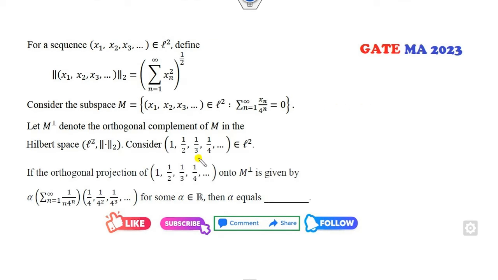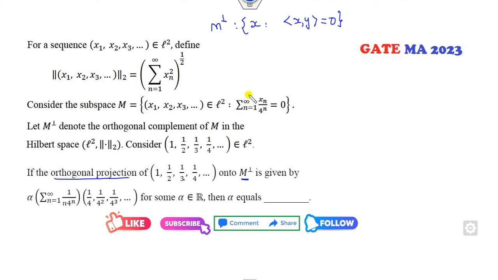Look at this, it is a recent year question. Again your target is to find the orthogonal projection of this onto the M complement. Fine. So look at that. What is the M complement? Firstly, what is the definition of this? It is the collection of all those elements such that x dot y should be 0.